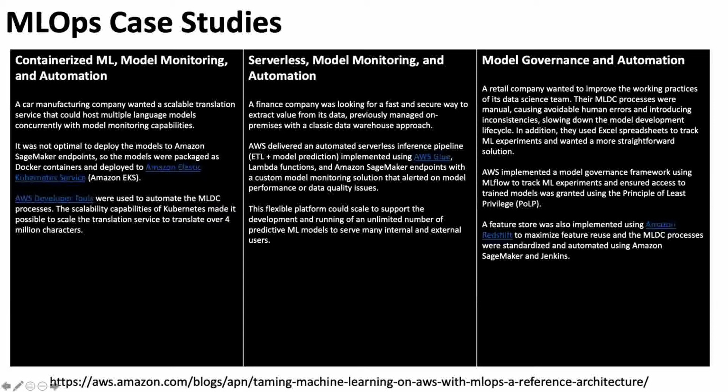They failed because a retail company wanted to improve the working practices of their data science team. Their machine learning development lifecycle process was manual, causing avoidable human errors, introducing inconsistencies, and slowing down the model development lifecycle. So in any case, you are doing very much manual work and it's not reproducible. And then you can imagine that nobody trusts your work, right? If the model won't change very frequently due to data, code or algorithm, it is not really necessary to use Code Pipeline.